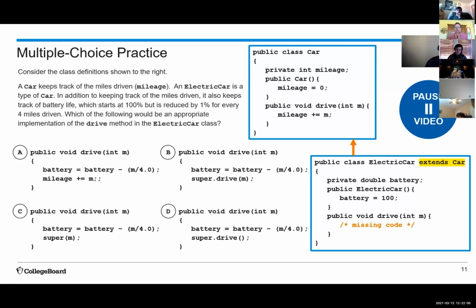And then D doesn't work because you call super and then drive with empty parentheses. Look, there's no drive method in the parent class with no integer. So anyway, the right answer is B. It takes care of the battery, which is the local electric car variable, and then it calls the parent drive method with the miles, and that takes care of the mileage.